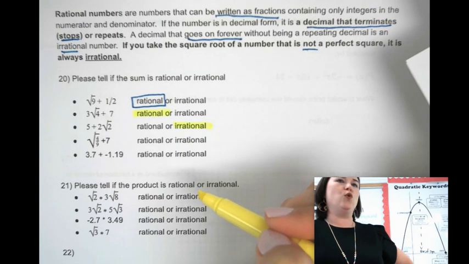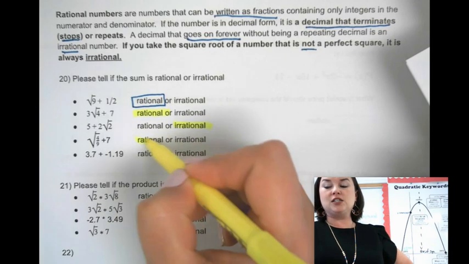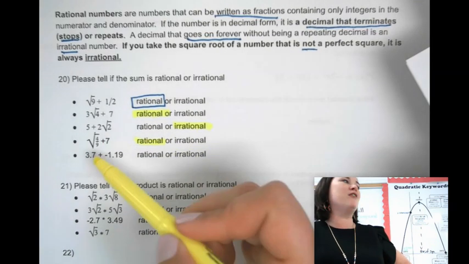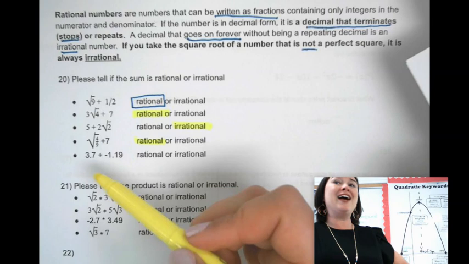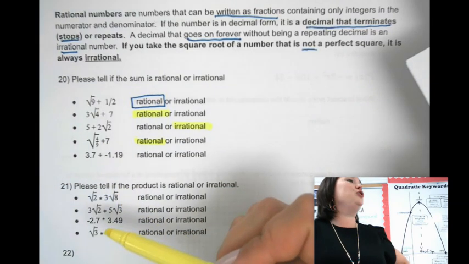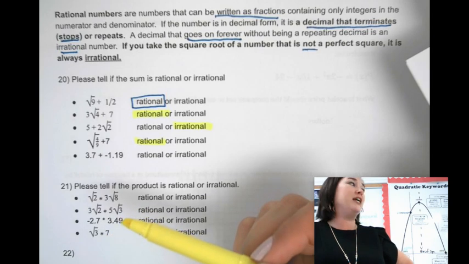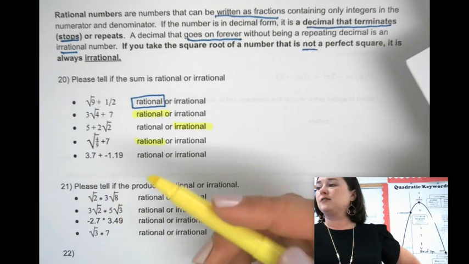What about number 4? Rational, and it's the weirdest one on here because it has the square root of a fraction. But are 4 and 9 both perfect squares? Yes. So when you take the square root of 4/9, it's actually 2/3. And remember, it can be written as a fraction.